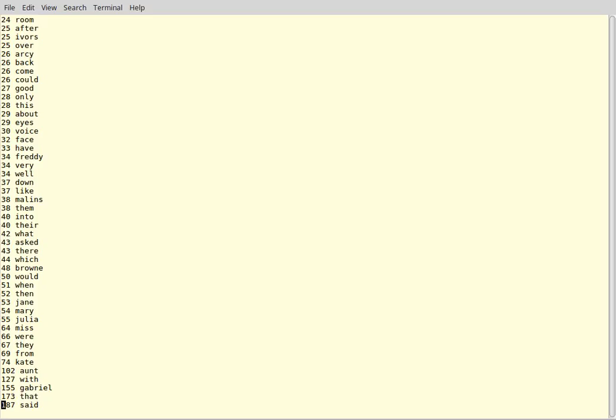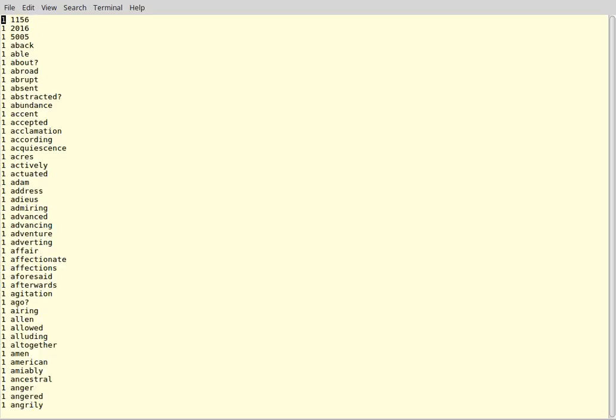The word that is there 173 times. Gabriel is there quite a bit. That's one of the characters. It's unusual to see a proper name like that occurring that frequently, but the word is used frequently in the story. With, aunt, there's a whole group of aunts there. So you can see these are the high-frequency words, and for the most part, they're usually not good words for indexing purposes. On the other hand, words that only occur once are not very good either.